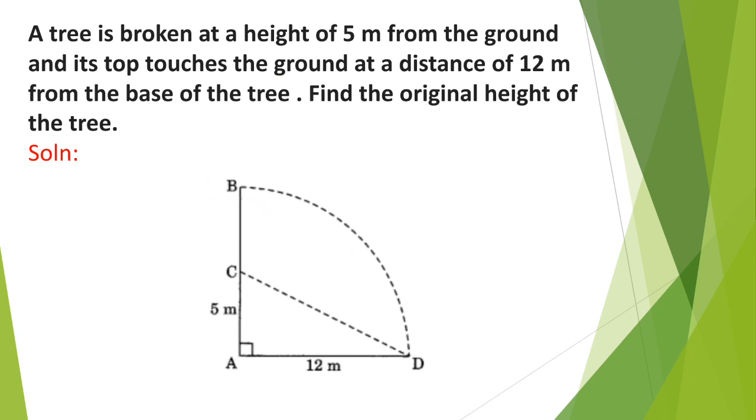That 5 meter will be there. The remaining top of the tree will be broken and falls on the ground at a distance of 12 meter from the base of the tree. We are using Pythagoras property and finding the original height of the tree. Clear, students?